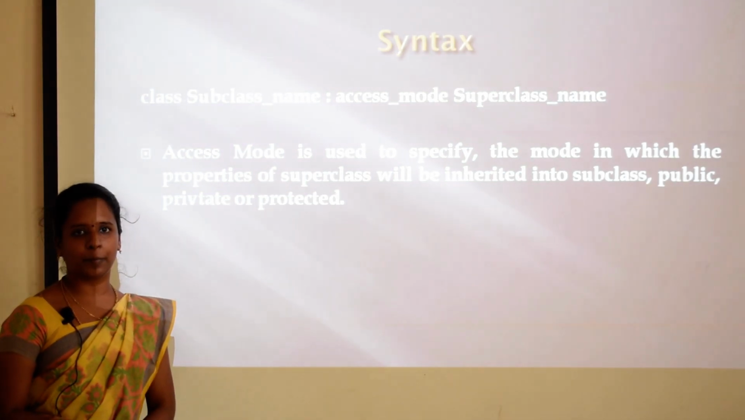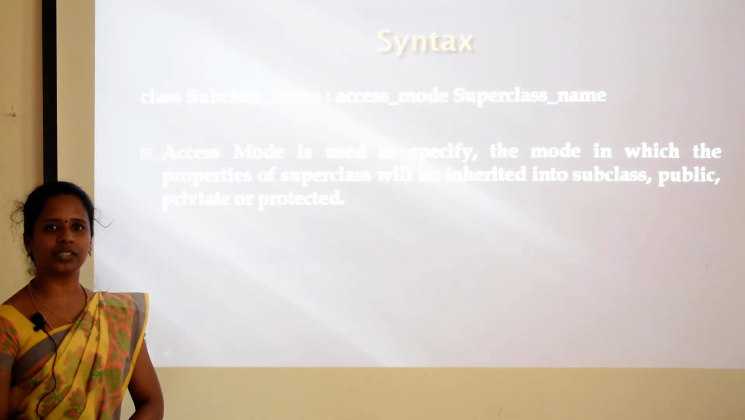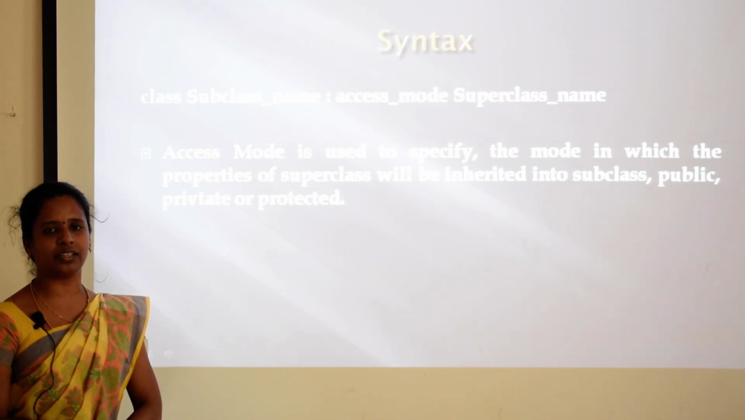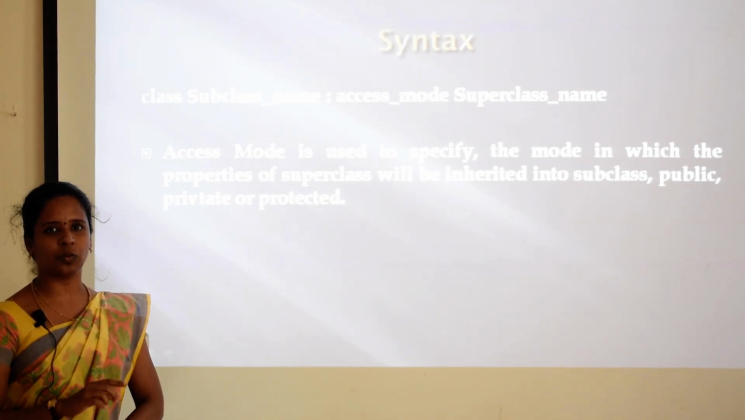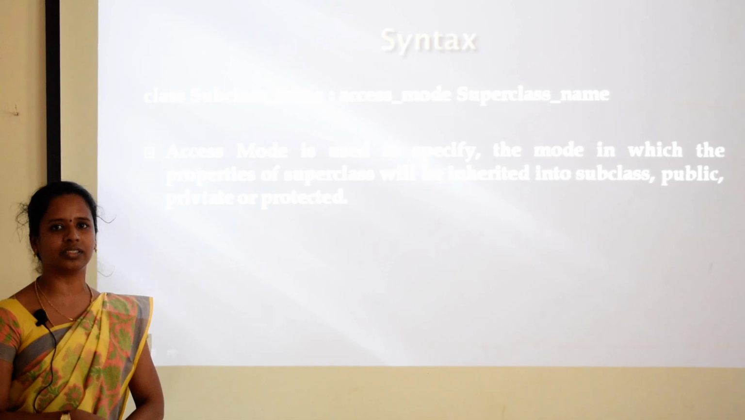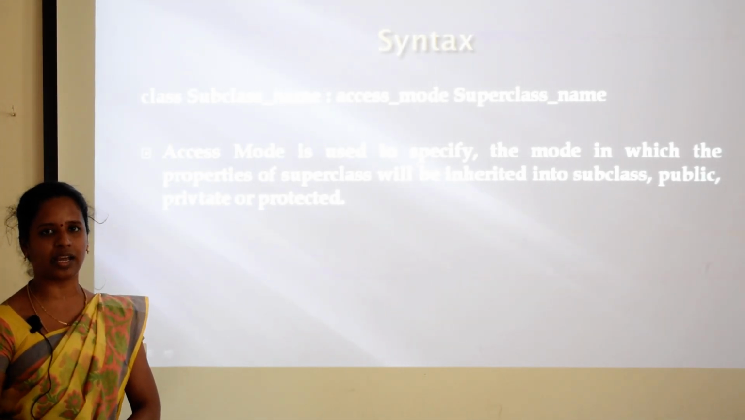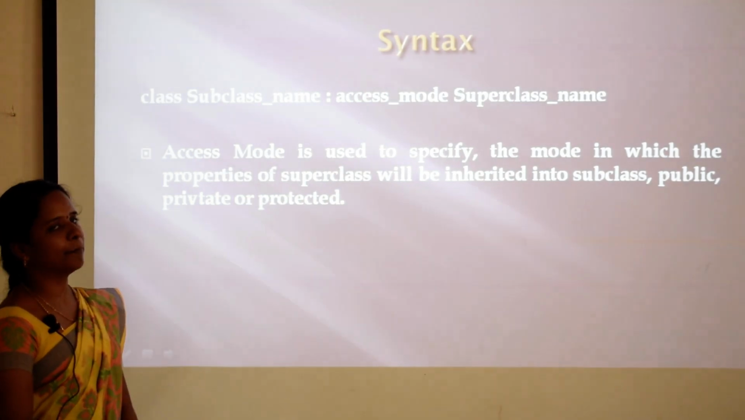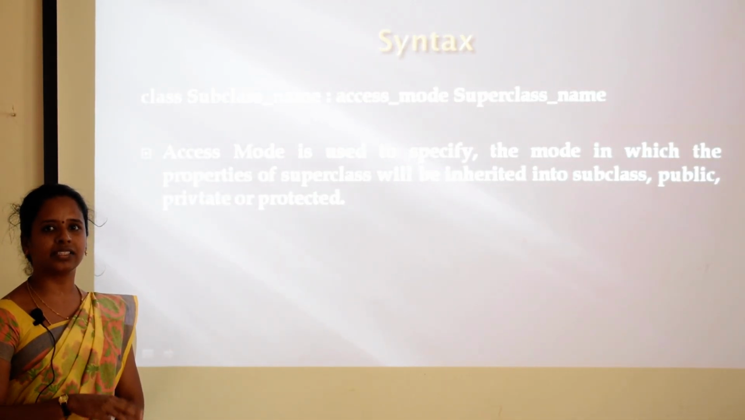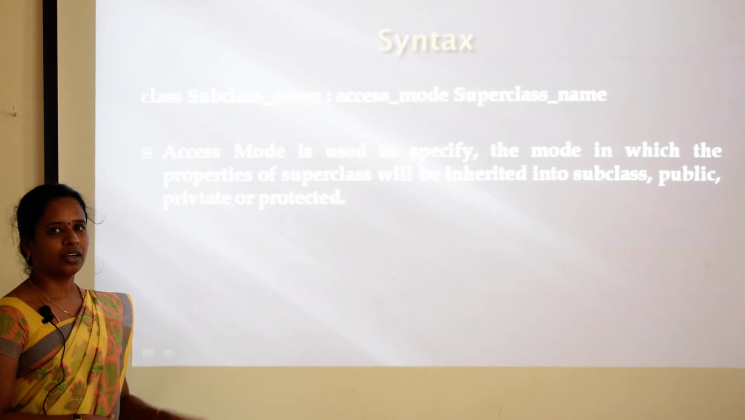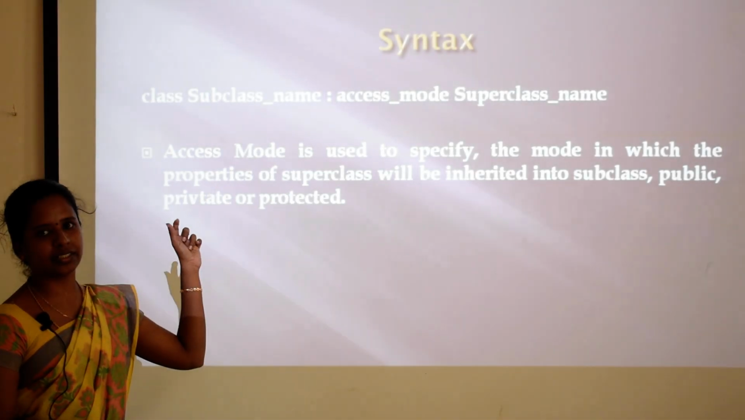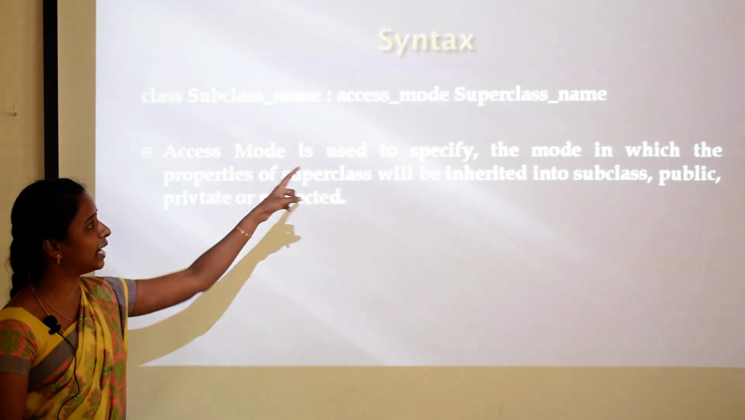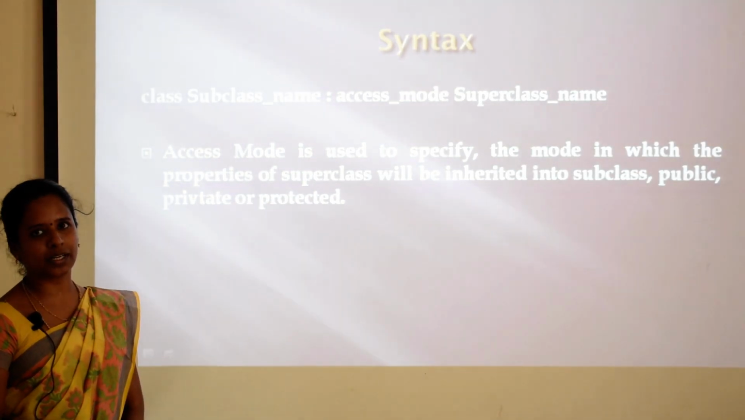Then the next one is protected. If your members and methods have been declared as protected, the concept is the same as private. The only advantage is that we can use them in the derived class also. That is the only advantage of the protected access mode. Then superclass name. Superclass name is the existing class. Since we have already created the base class, that name has to be mentioned as the superclass name.